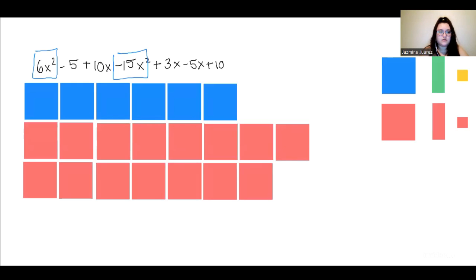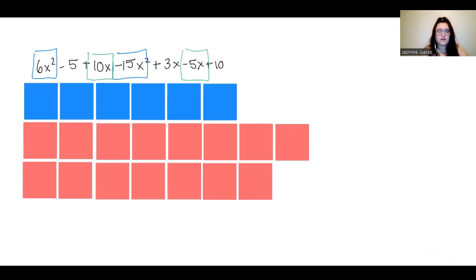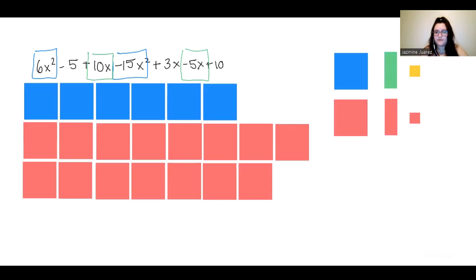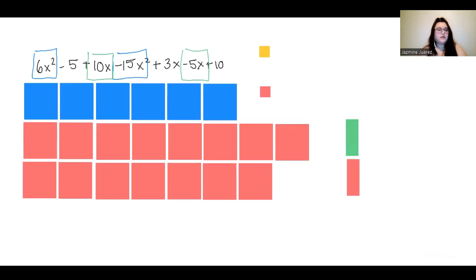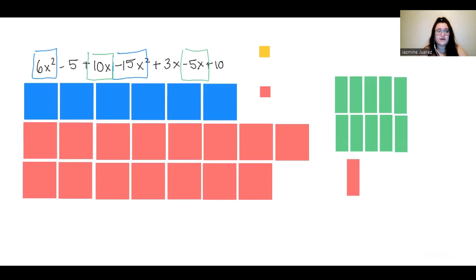Let's do greens now. I have a 10x and a -5x. Move these out of the way. Let's crunch them up a bit. Actually, I don't need these two tiles anymore. I do need these. So these I'm going to put off to the side right now. Okay, I need 10 of these tiles.